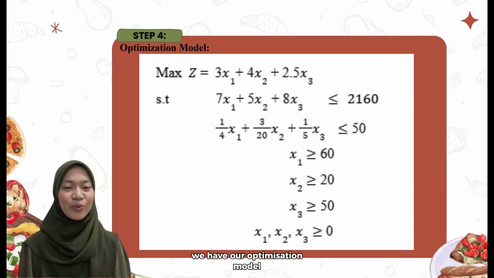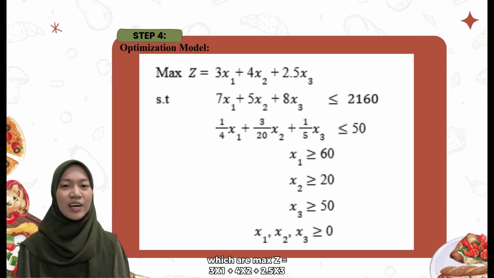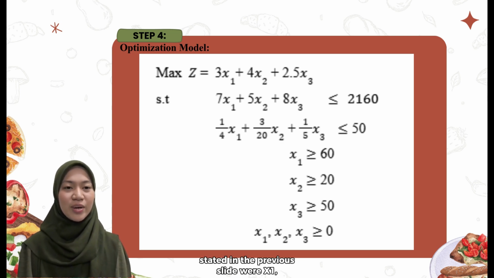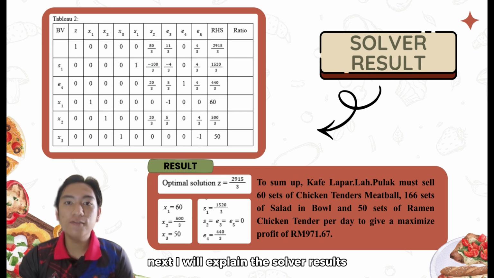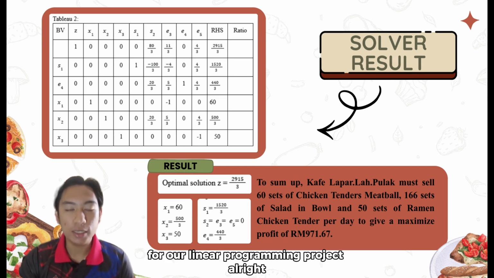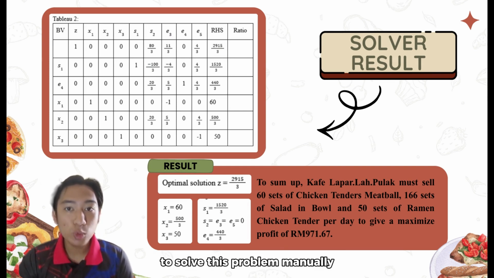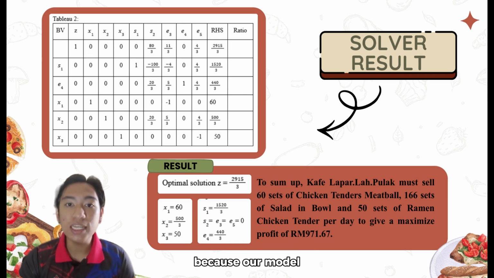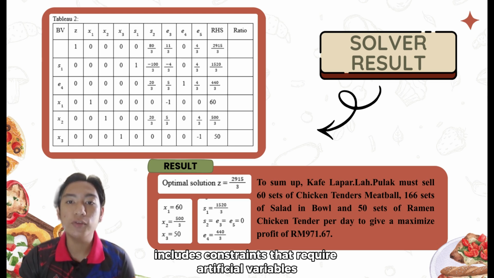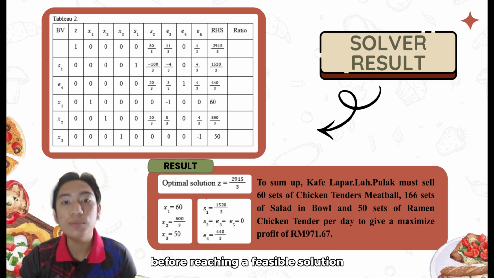Lastly, step 4, we have our optimization model, which is max z equals 3x1 plus 4x2 plus 2.5x3, subject to the 5 constraints stated in the previous slide, where x1, x2 and x3 must be greater than or equal to 0. Next, I will explain the solver results for our linear programming project. To solve this problem manually, we use the two-phase simplex method, and this method is suitable because our model includes constraints that require artificial variables before reaching a feasible solution.